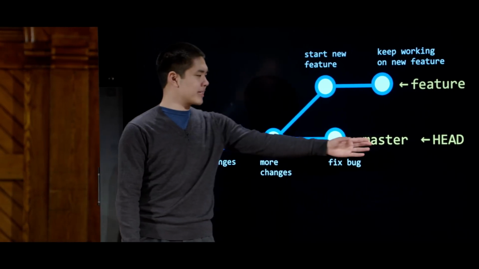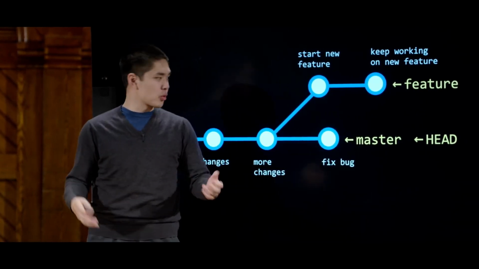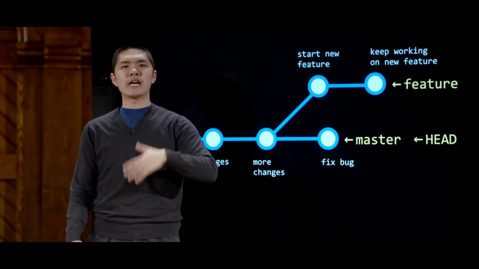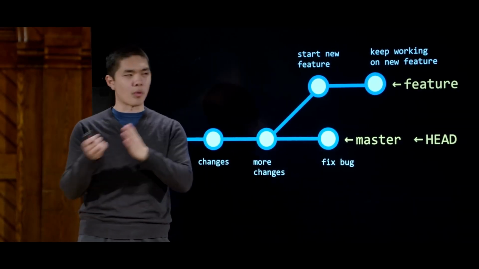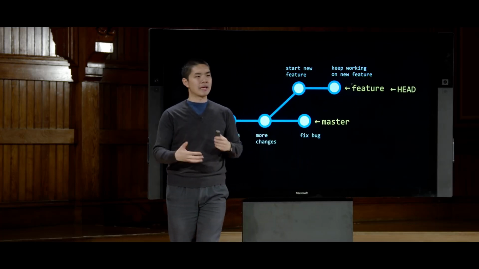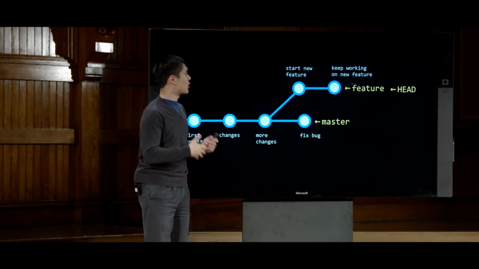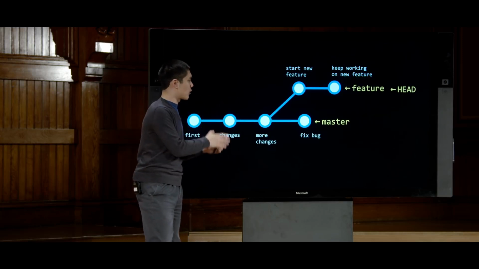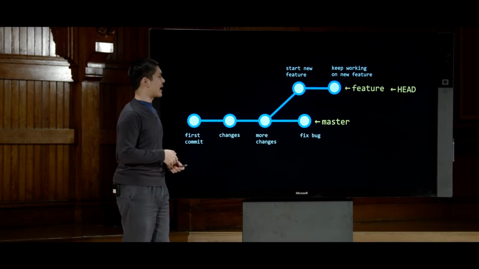So if head is pointing to master, that means your repository right now is working on this branch where you fixed the bug. But you can change the head. You can switch what branch you want to look at. And you can check out the feature branch and say, let's look at that branch, and begin working on that as well. And you can begin working on these different branches by switching where your head is, switching from one branch to another, and then back again.